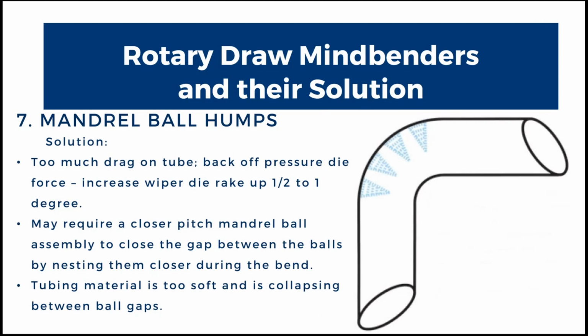A closer pitch mandrel ball assembly can also resolve the issue. It will close the gap between the balls by nesting them closer during the bend, providing more surface to support the OSR of the tube. You could also be experiencing material which is just too soft and is collapsing between the ball gaps.